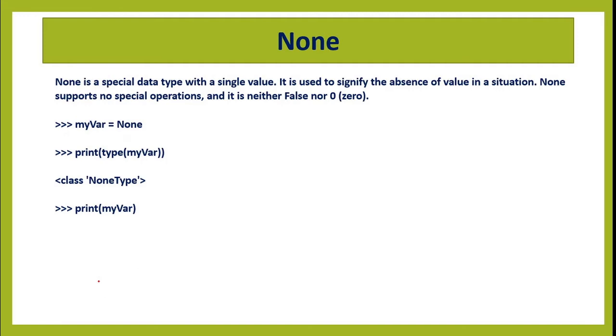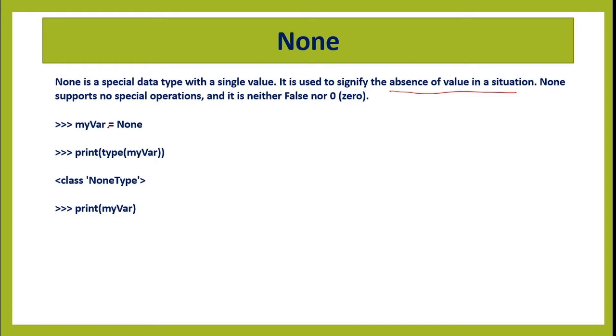The next one is None. It is a special data type with a single value. It is used to signify the absence of value in a situation. None supports no special operation. It is neither false nor 0.